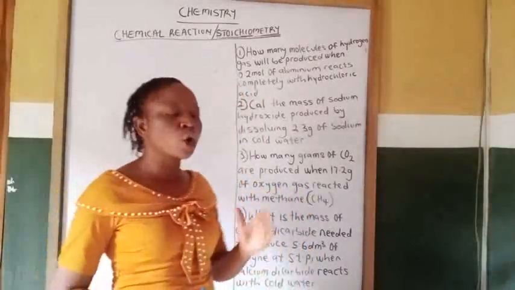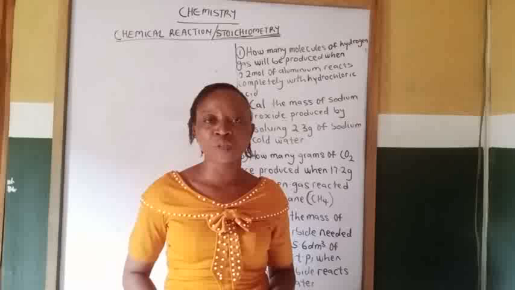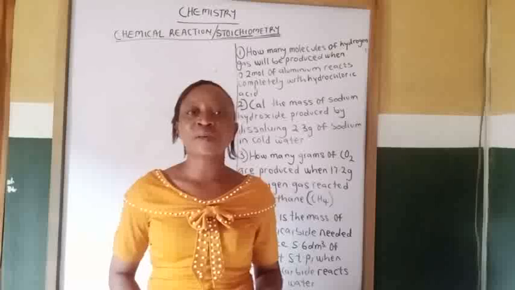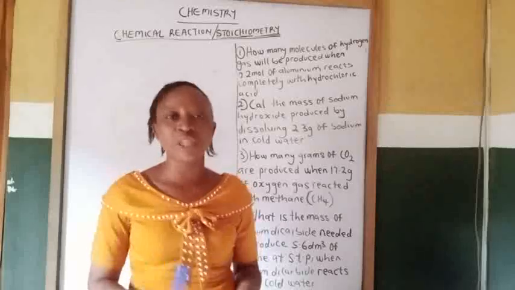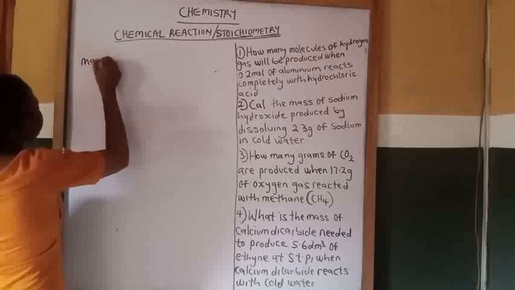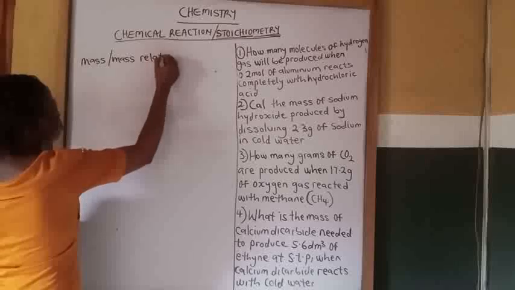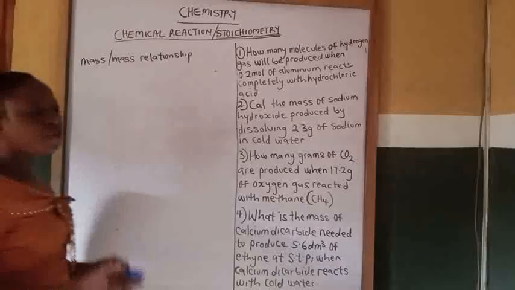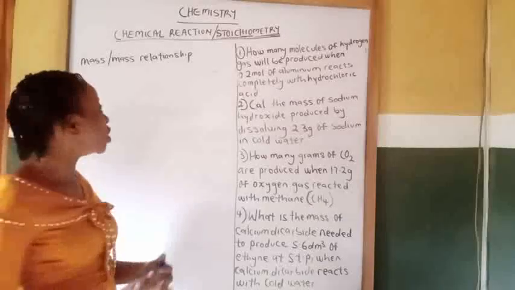Then your questions may come in form of mass relationship. That is, when your first reactant, the substance, is in mass and the second substance is in mass, so you use what we call mass relationship. So the first one, we call it mass relationship, that is, when the first substance is in gram and the second substance is also in gram.